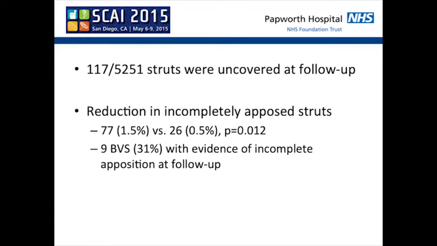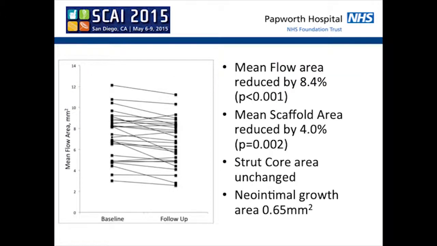Overall, we saw that 117 struts were uncovered at follow-up, which is 2.17%. There was a reduction in incompletely opposed struts from 77 to 26, which is half of 1%, which was significant, and only 9 scaffolds actually had evidence of incomplete apposition when viewed at follow-up. The flow area was reduced by 8.4%, which was significant, as was the scaffold area, which was reduced by 4%. Strut core area remained unchanged, and neointimal growth area was 0.65 mm squared.